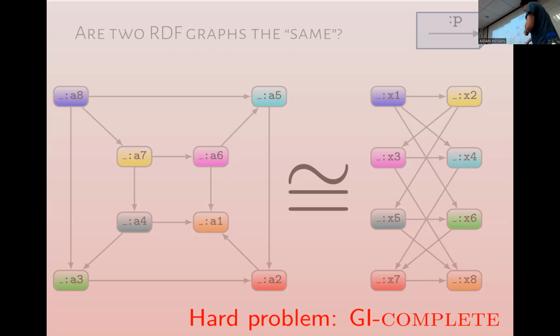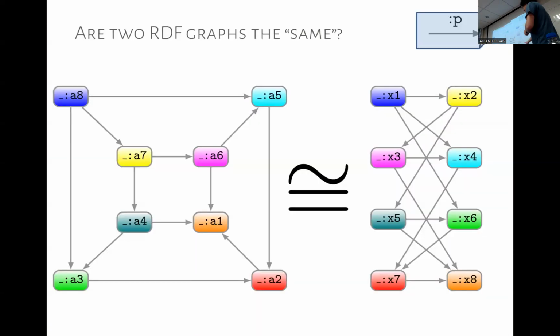But this is caused by blank nodes. So if we want to say if two RDF graphs are the same or not, now we have this GI complete problem that we have to solve every time. Of course, that's in the worst case, right? These sorts of cases are not very common in RDF data. Often we'll have very specific information that we're describing.